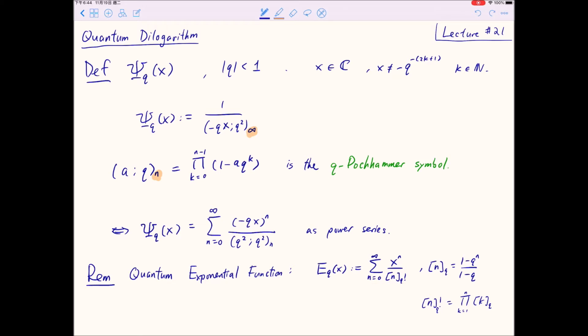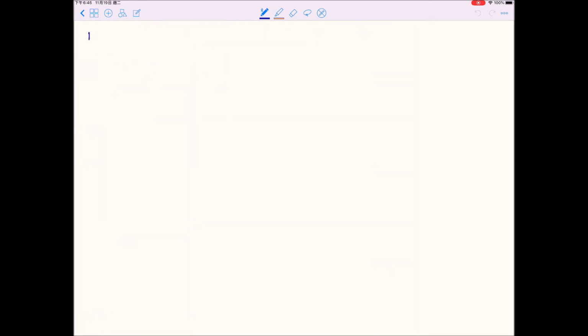If we use this notation, then we can easily see that our quantum dilogarithm function is nothing but the quantum exponential function with appropriate parameters. Why is it called the quantum dilogarithm? Because this function has very nice asymptotics, where in the semi-classical limit, it goes back to the usual dilogarithm. So here, let me summarize the properties.